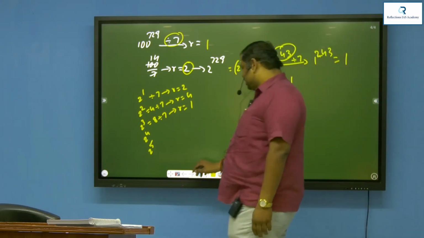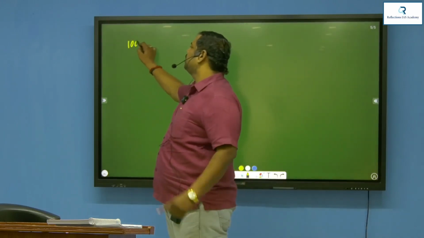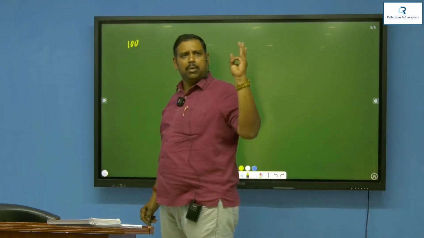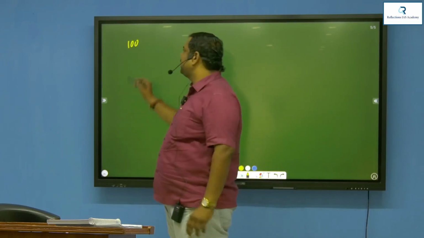Listen carefully. Suppose the same example I am taking 100 power. What is the number I gave? 729. It is divisible by 3. Okay. I am taking the next number 730.